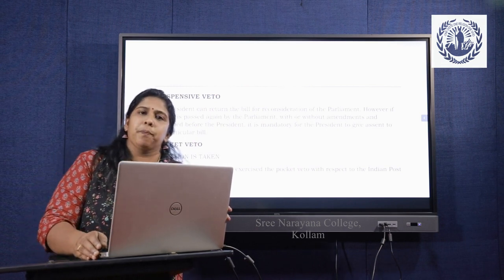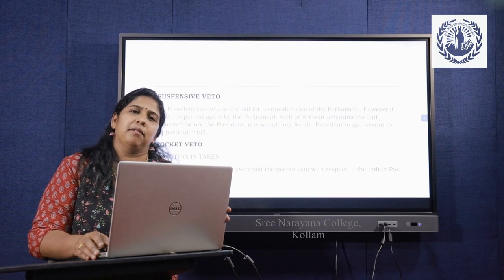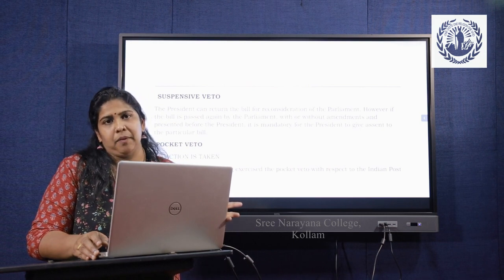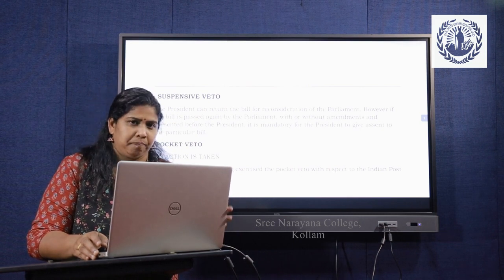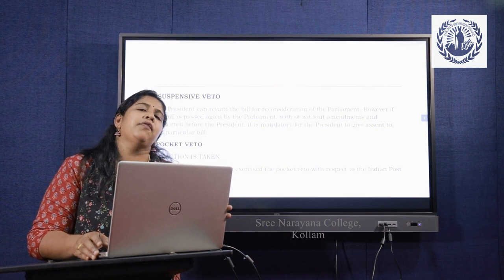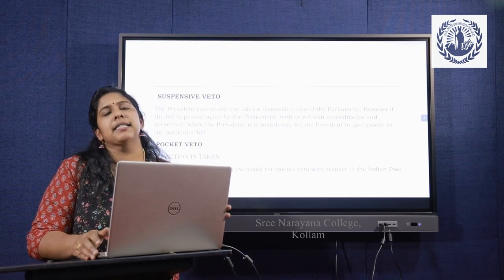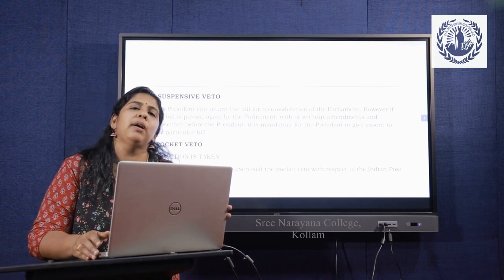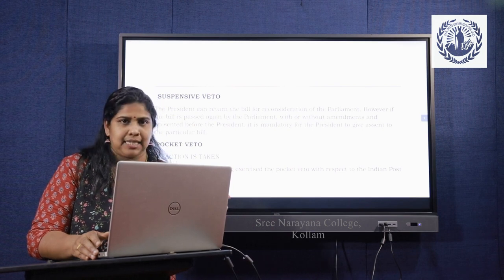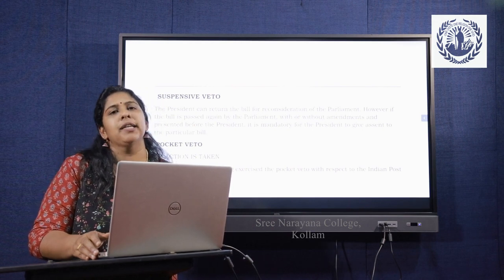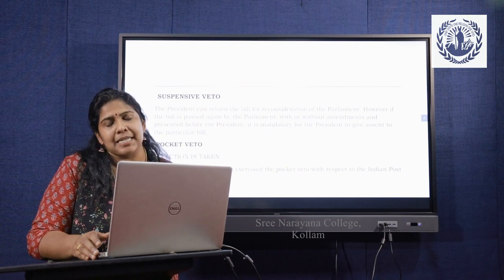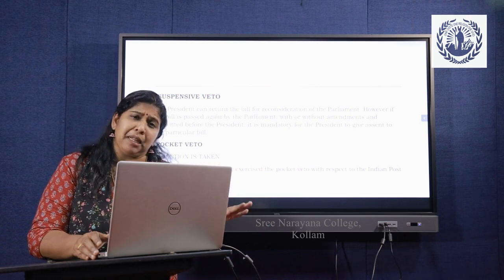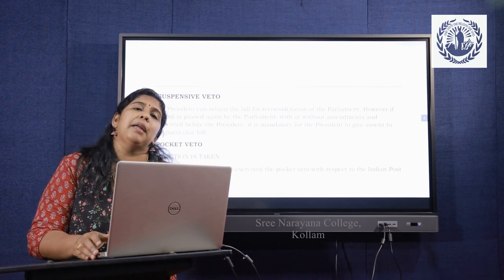And again, the pocket veto. The pocket veto is a power vested only with the President of India, because the American president doesn't have a pocket veto. In America, if a bill is passed by the parliament and placed before the President for his assent, he can hold the bill only for 10 days. But here in India, the bill can be kept by the President of India for an unlimited period.